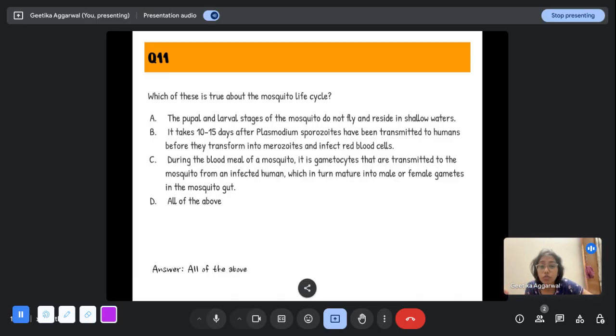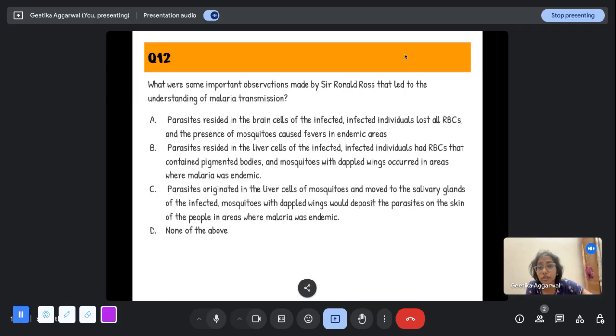And during the blood meal of a mosquito, yes, it is gametocytes that get transmitted into the mosquito and they turn into mature male and female gametes in the mosquito gut. So all of these answers are correct. Moving on to the next question.